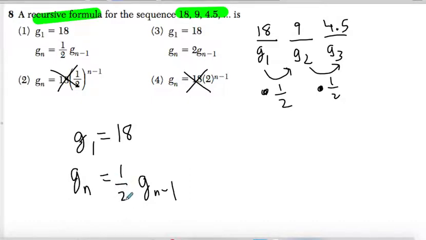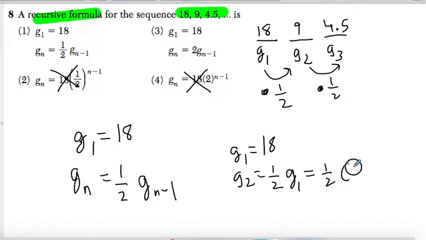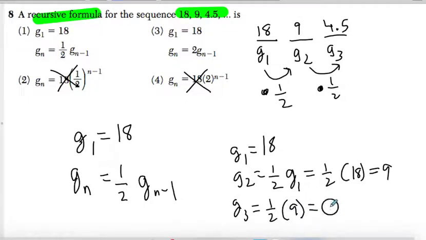You multiply by 1/2. So for example, if G1 is 18, then G2 is equal to 1/2 times G of 2 minus 1. I substituted 2 for n, right? If I substitute 2 for n here, 2 minus 1 is 1. And that becomes 1/2 of G1, which is 18, which is 9. Then I could repeat the same way, right? 1/2, if n is 3, n minus 1 is 2, so G2 is 9, and 1/2 of 9 is 4.5.